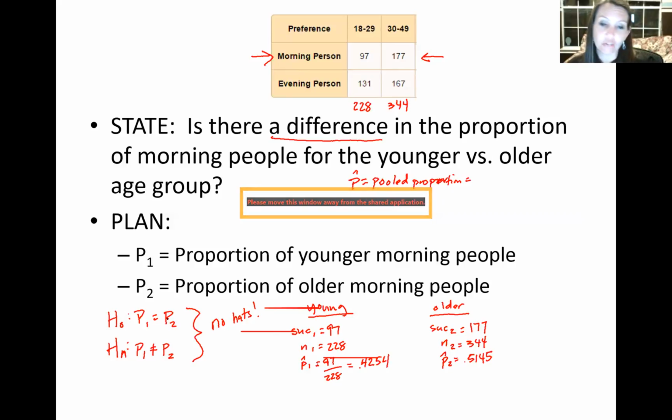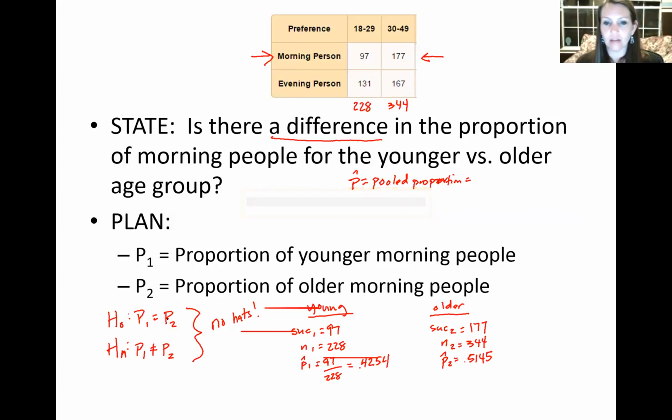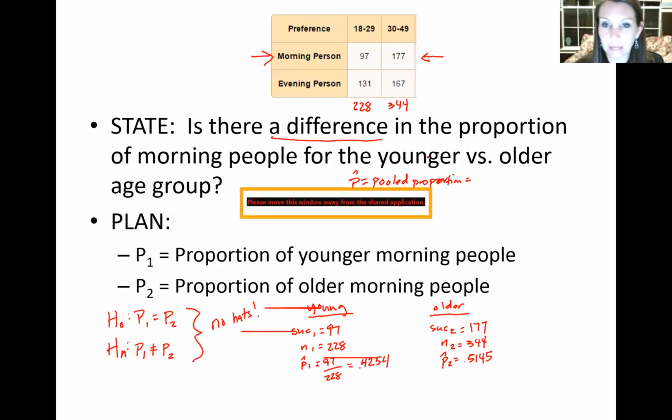Instead, let's just throw everybody together, you know, one big happy family. If young and old are all the same, then we don't need to go around saying this percent of young people are morning people and this percent of old people are morning people. Instead, we could just say this percentage of everybody are morning people. So that's what this pooled proportion says. It says, okay, if the null hypothesis is true, let's just throw everybody together.